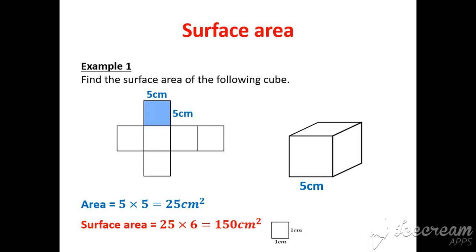Remember, a centimeter squared is a tiny little square that's 1 centimeter long and 1 centimeter high, and we'd need 150 of those to put on the outside of this cube, all on the 6 faces. 150 of those are going to take up the surface area of that cube.